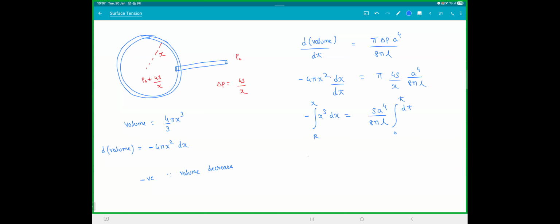That would be x power 4 minus r power 4 by 4 equals minus s a power 4 t by 8 eta L. Send that 4 to that side, the 2 will cancel. Send minus also, we'll get x power 4 is equal to r power 4 minus s a power 4 t by 2 eta L. Check. So you can take the fourth root and you'll get the answer there.